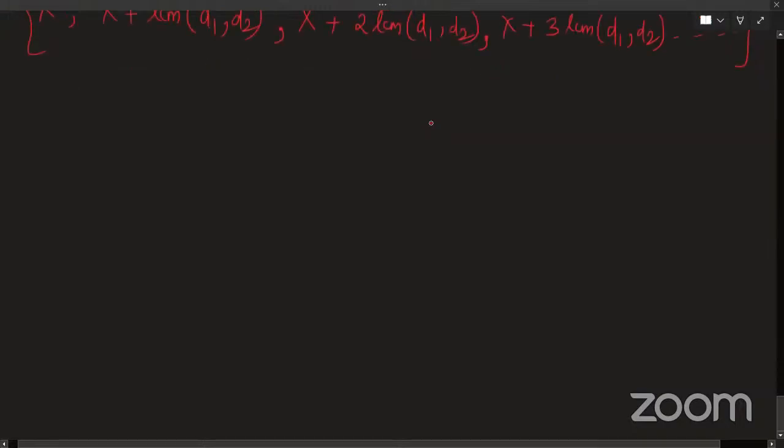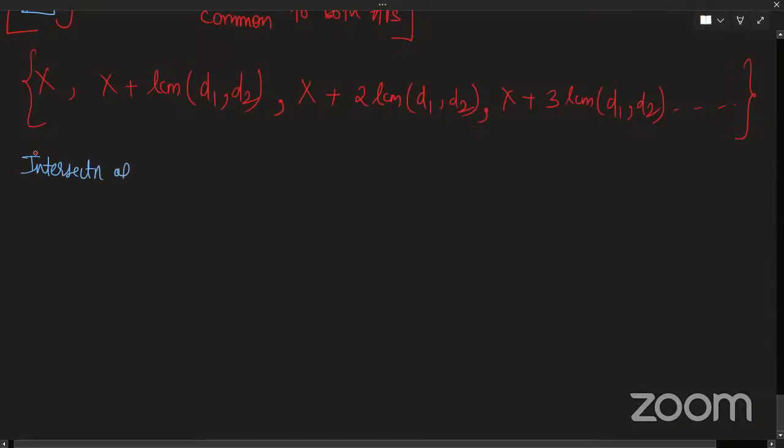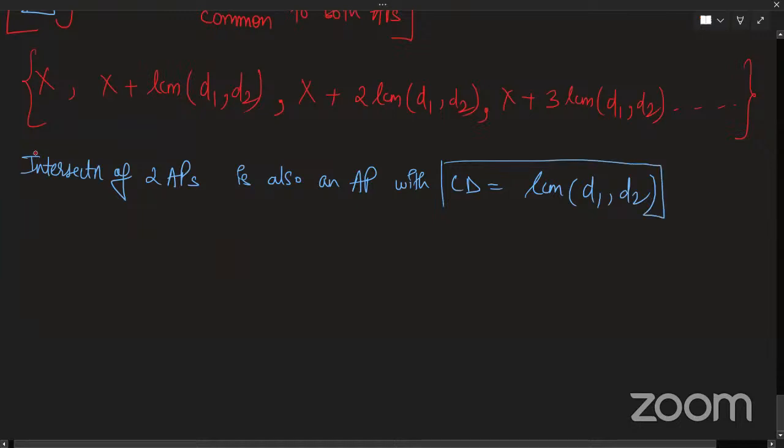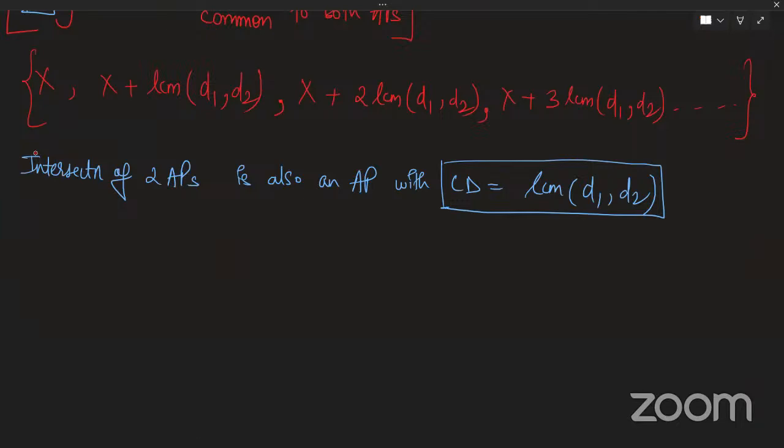Intersection of two APs is also an AP with common difference equal to LCM of D1 and D2, right? See, you observe it. If they are intersecting at one point, they will come back again at LCM, again plus LCM, plus LCM. So the intersection of my two APs is also an AP only, but its common difference is the LCM of D1 and D2. Fine.